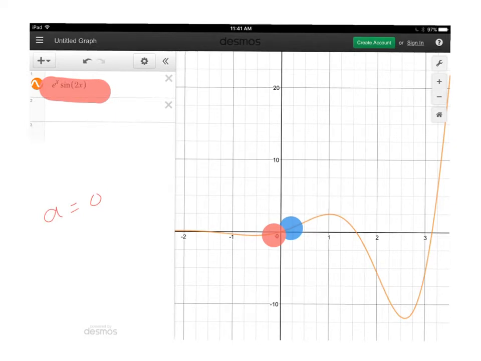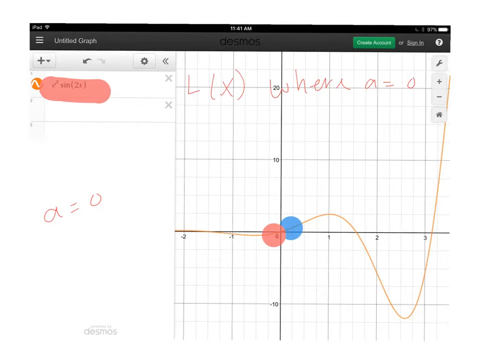So go ahead at this point and use that function to find an L of x where a equals 0. And I'm going to pause and let you think about that.